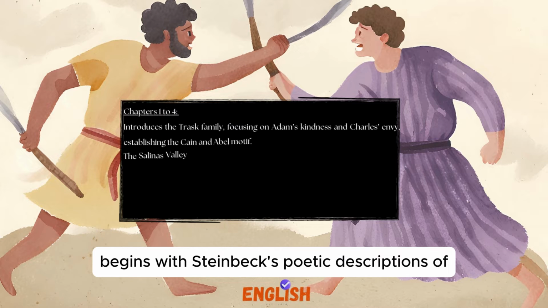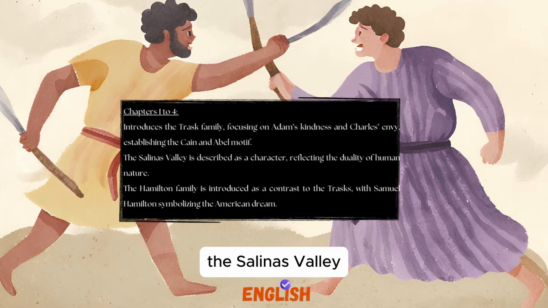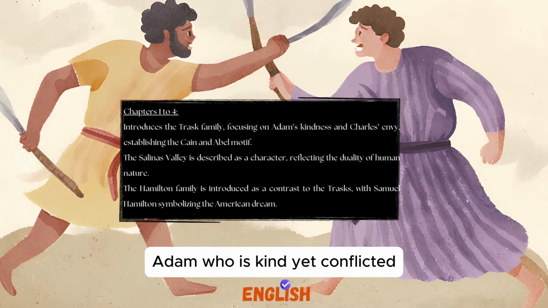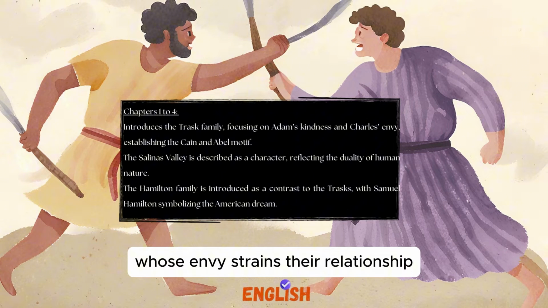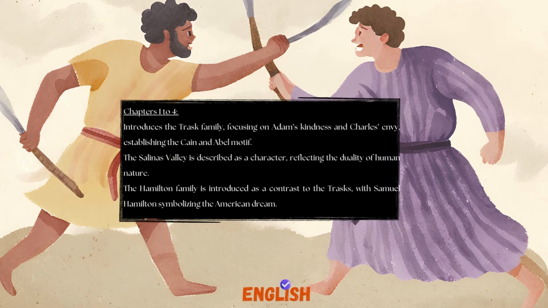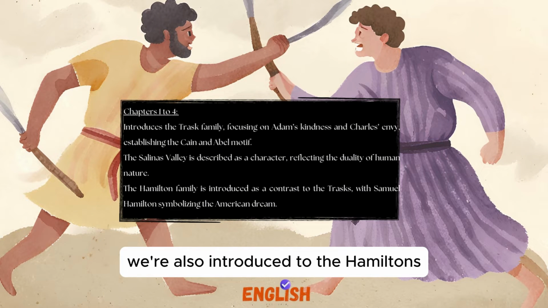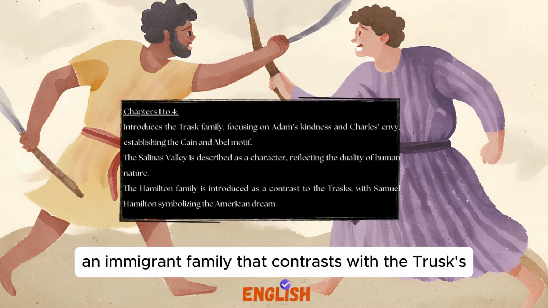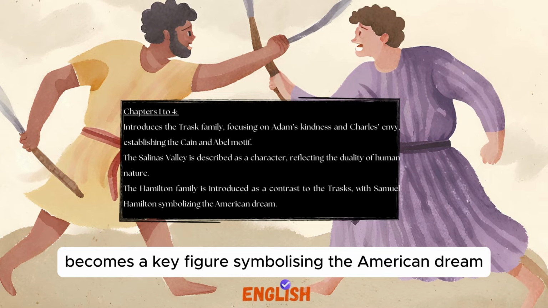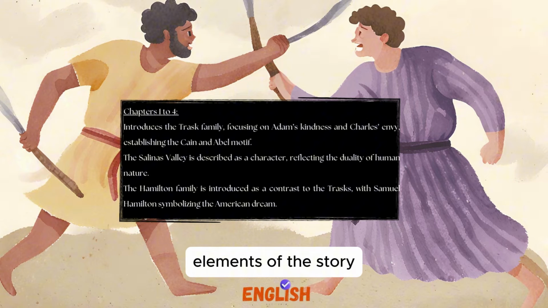The novel begins with Steinbeck's poetic descriptions of the Salinas Valley, which serve as a backdrop to the epic family drama that unfolds. We meet the Trask family, Adam, who is kind yet conflicted, and his brother Charles, whose envy strains their relationship. Steinbeck sets up the Cain and Abel theme early on, hinting at the moral complexities that will drive the narrative. We're also introduced to the Hamiltons, an immigrant family that contrasts with the Trasks. Samuel Hamilton, the family's wise and benevolent patriarch, becomes a key figure, symbolizing the American dream and providing a counterbalance to the dark elements of the story.